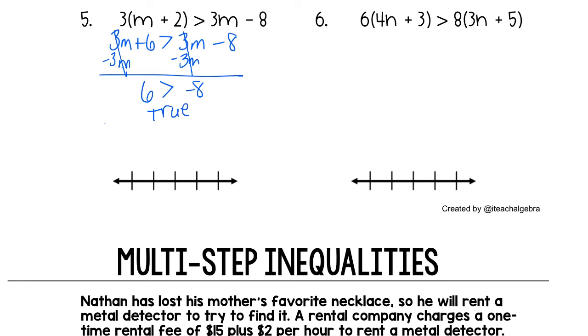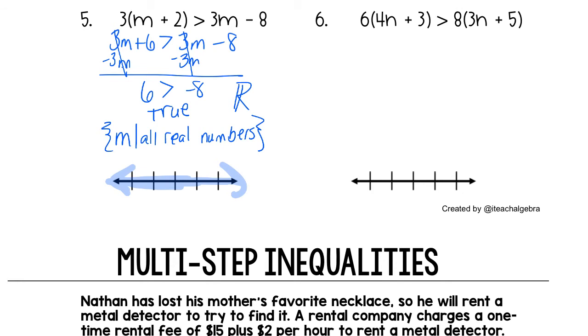Our solution set, our variable m, given that, and our solution, since our statement is true, is all real numbers. My favorite shortcut for all real numbers is an R with an extra line. I will definitely take that. When we shade our line, we're just going to color the whole thing because any of those solutions will be true. All right.